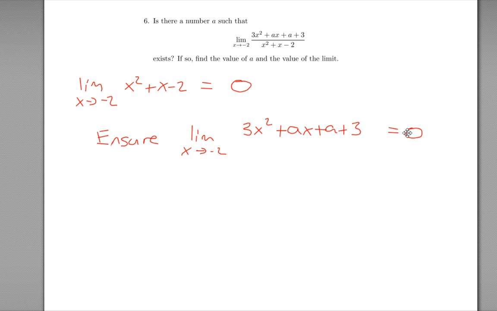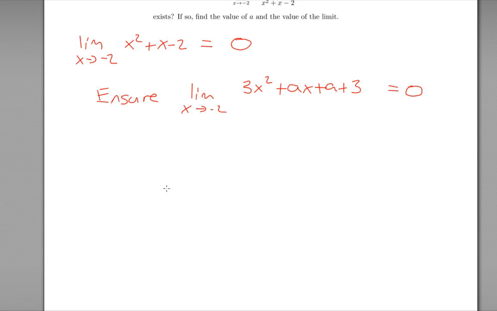And the reason we want to do that is because if it was any other number, if it was 4 or -6 or something, then we would have a situation where the top is going to a number, but the bottom is going to 0, in which case the limit would go to positive or negative infinity. We would like this limit to be some sort of finite limit, so we're going to ensure that the top is also going to 0, so there's some sort of competition between the top and the bottom. So let's make sure that that happens.